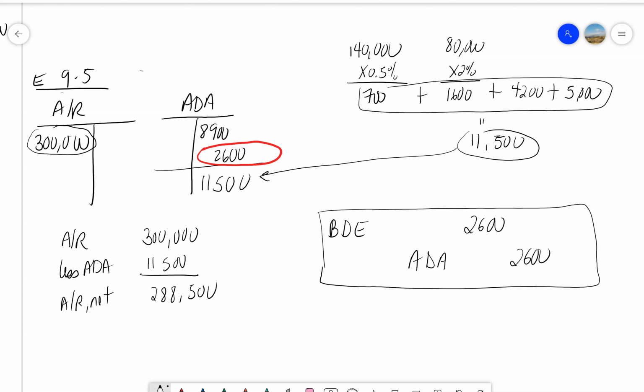And so that would be the answer to part one of the question: journalize the adjusting journal entry. And then the answer to part two would be over here: what is the balance in accounts receivable? That's going to show on the balance sheet.